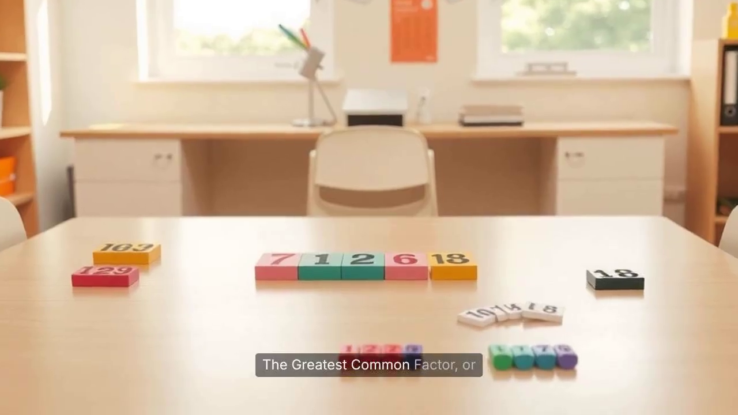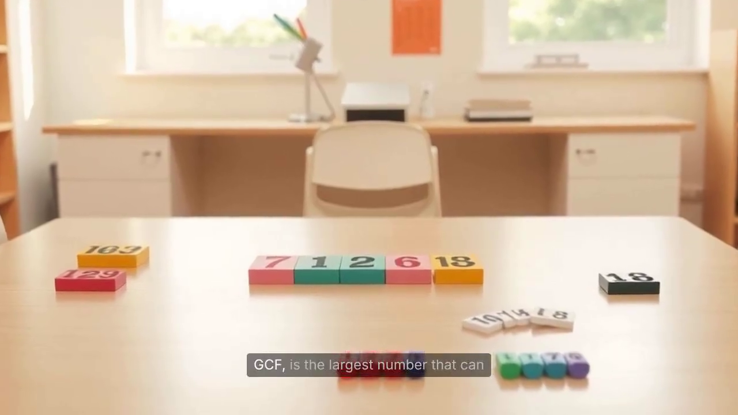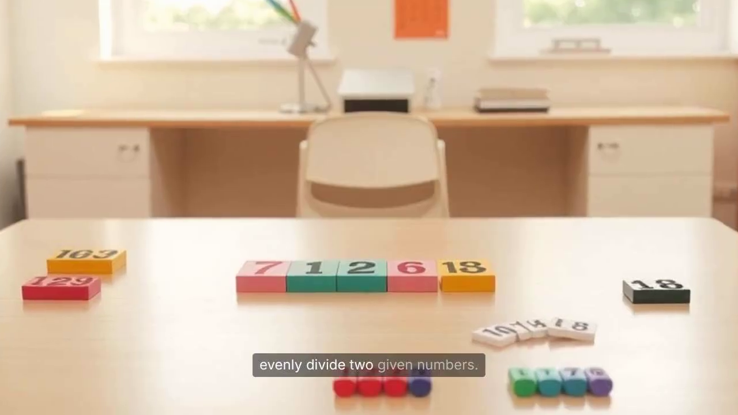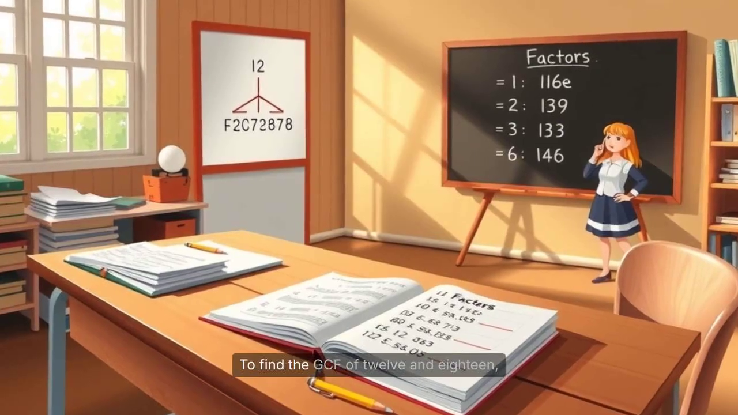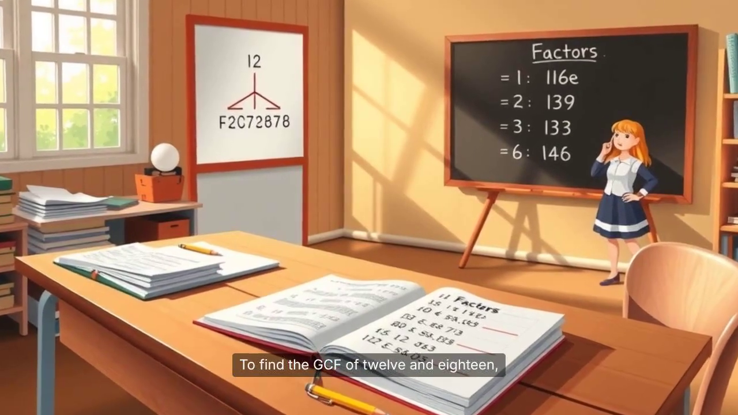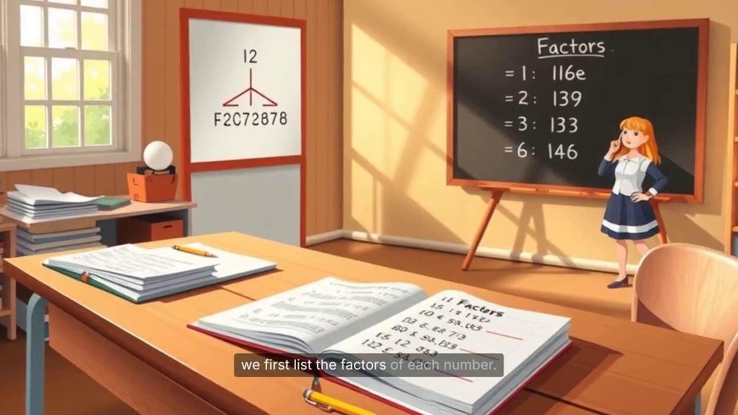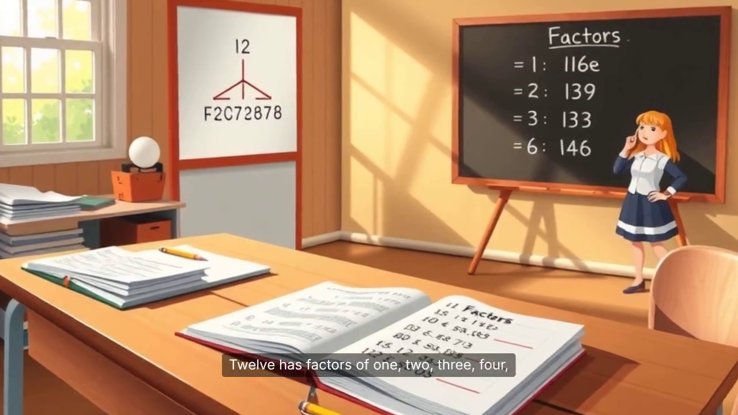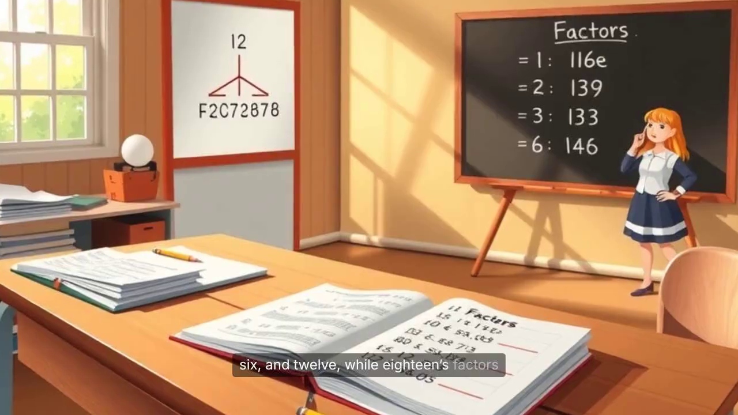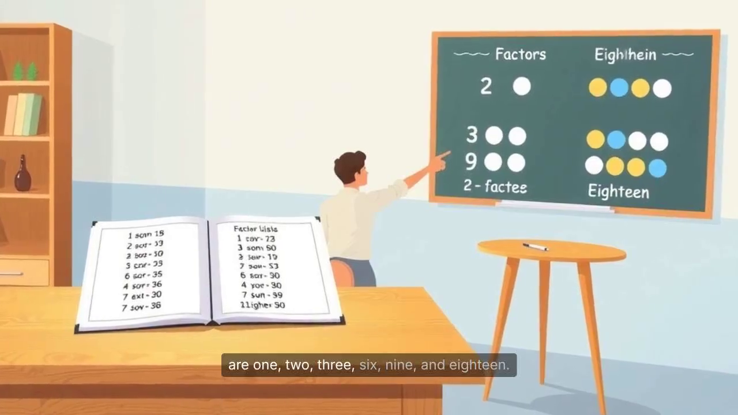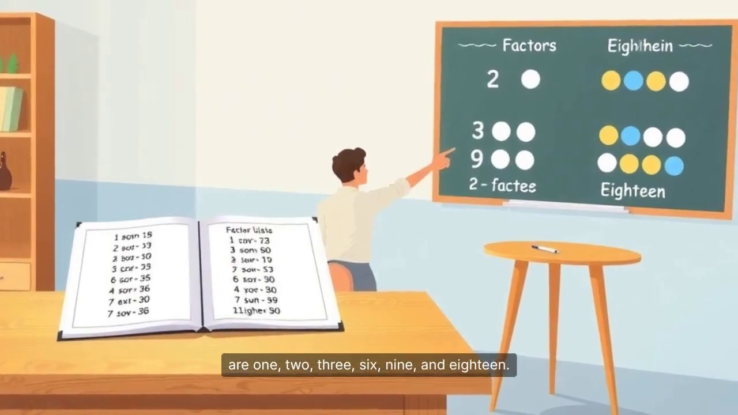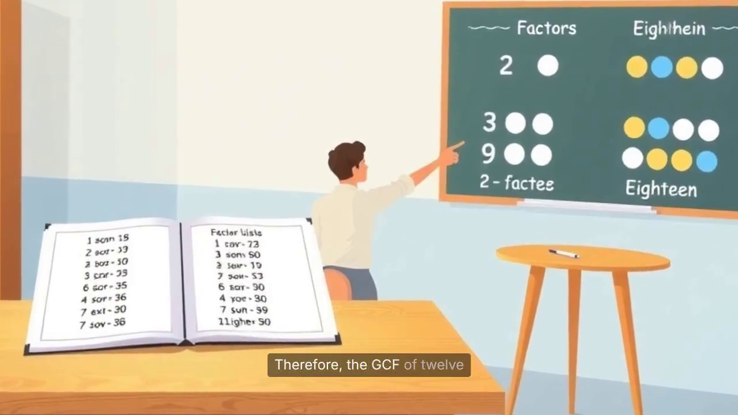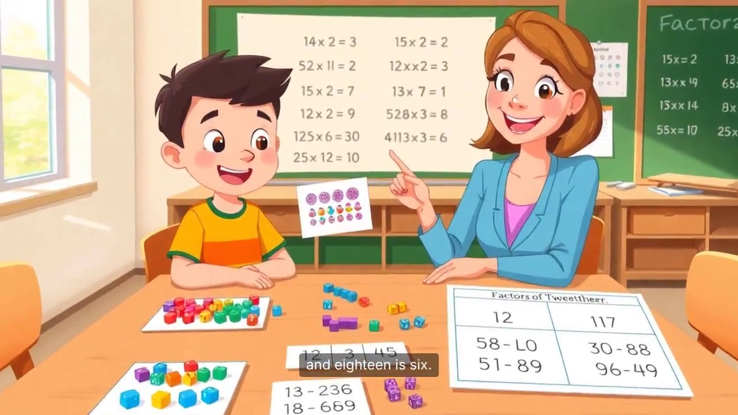The greatest common factor, or GCF, is the largest number that can evenly divide two given numbers. To find the GCF of 12 and 18, we first list the factors of each number. 12 has factors of 1, 2, 3, 4, 6, and 12, while 18's factors are 1, 2, 3, 6, 9, and 18. The largest factor they share is 6. Therefore, the GCF of 12 and 18 is 6.